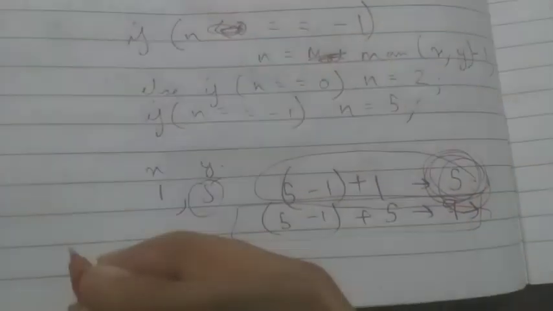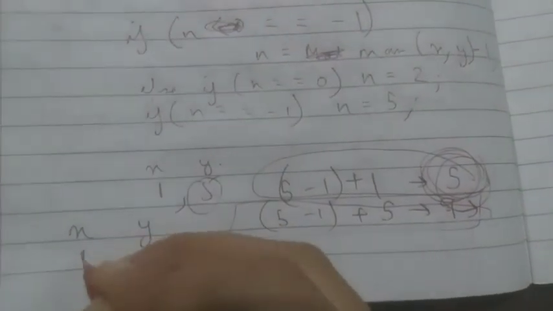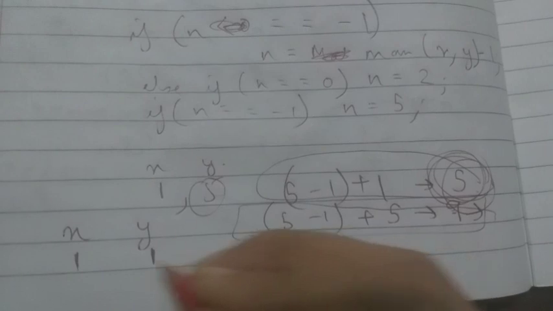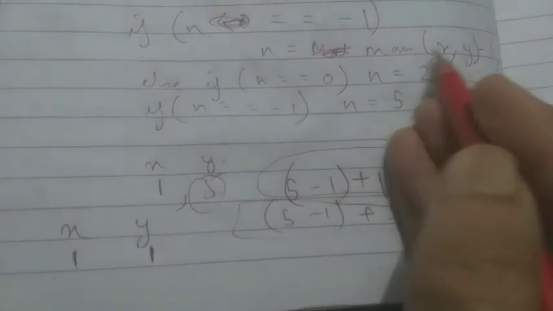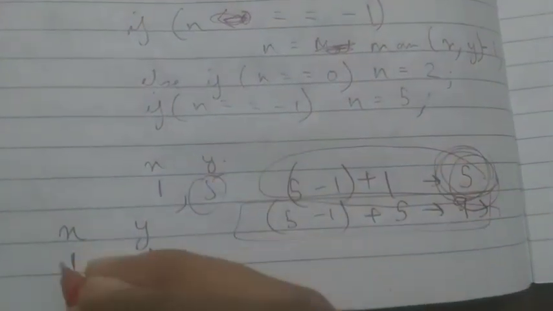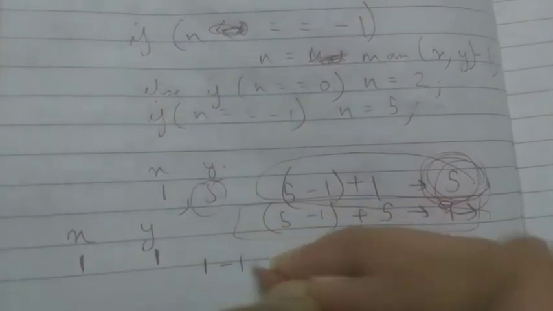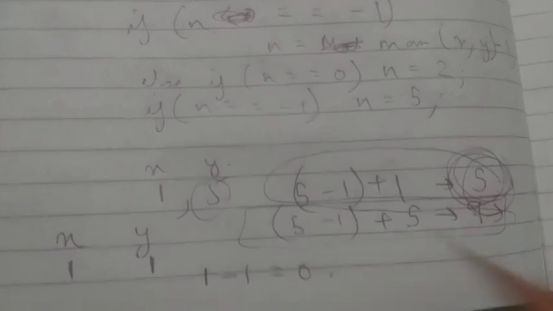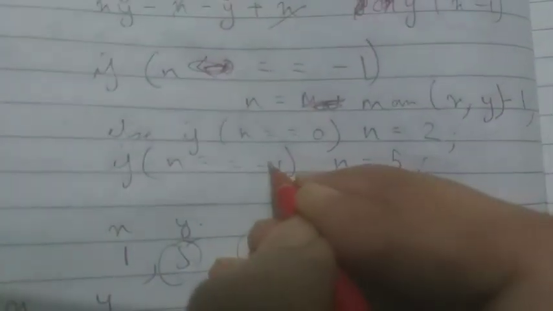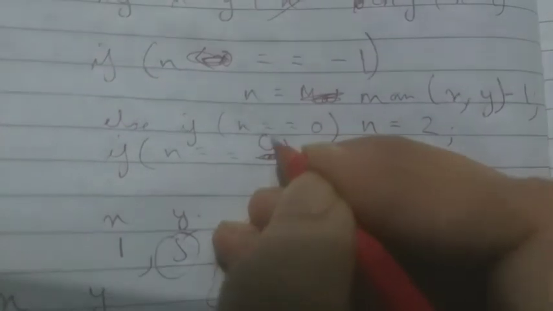But again, another exception occurs. What if x is equal to 1 and y is equal to 1? In that case, the maximum of x comma y, that is a non-1, there is nothing which is non-1, so it will consider 1 minus 1, that is 0. So now this will be a problem. I'm really sorry about one thing. This won't be n equals minus 1, this will be n equals 0.